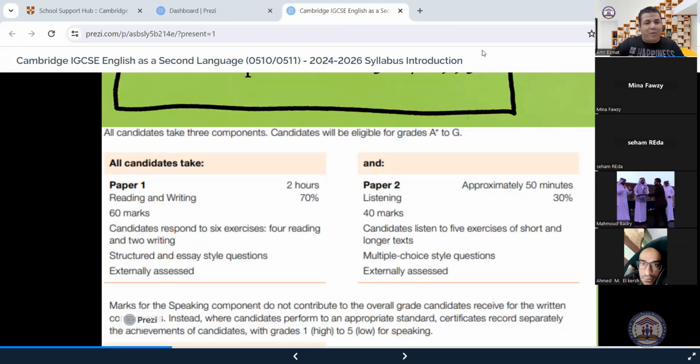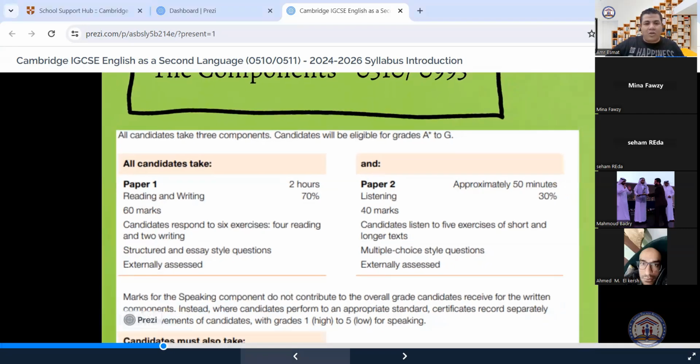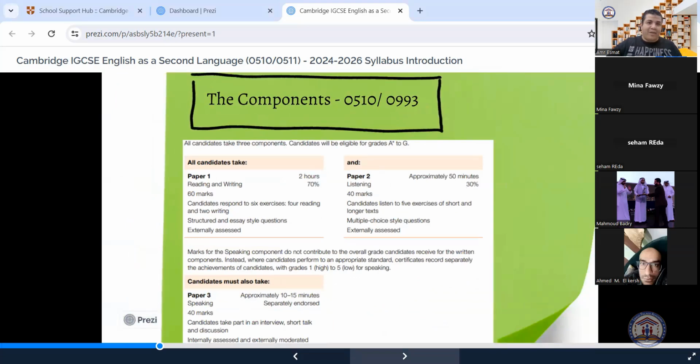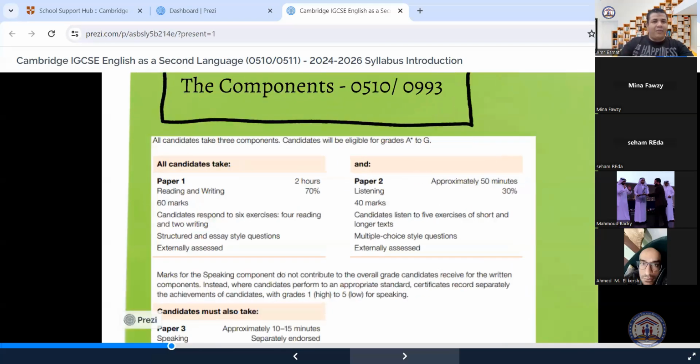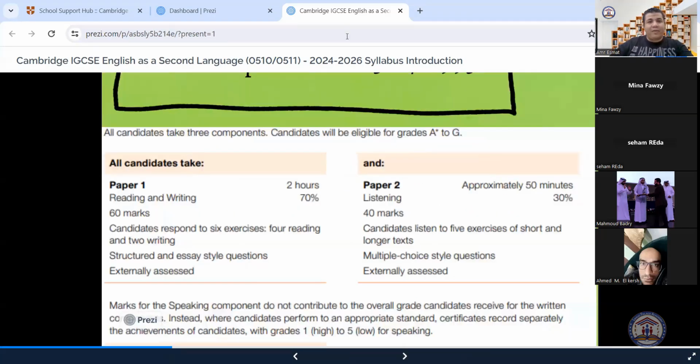What is the code of the speaking endorsement? It's 0510 or 0993. It is called speaking endorsement. Any student in the IG can register for this one or the other one that I'm going to speak about. So here we have 0510, 0993, speaking endorsement.